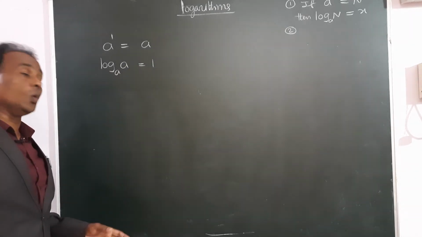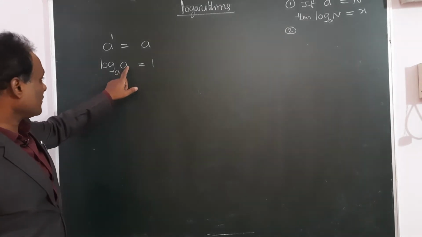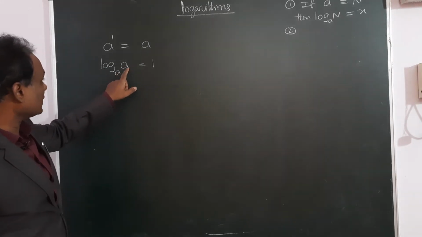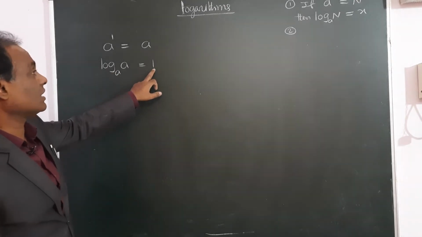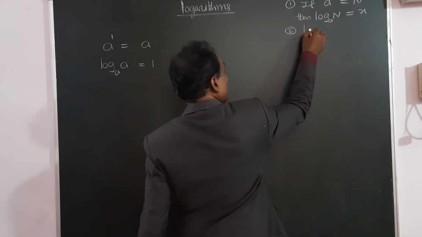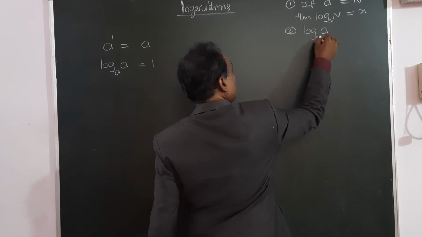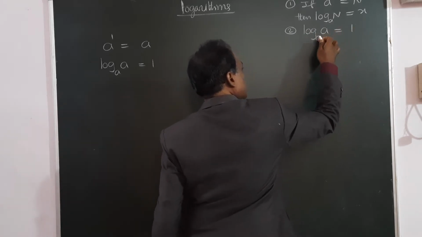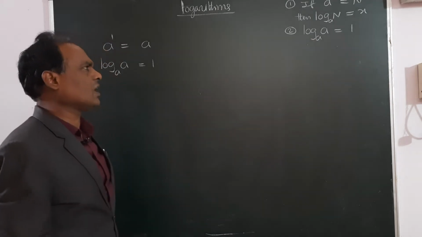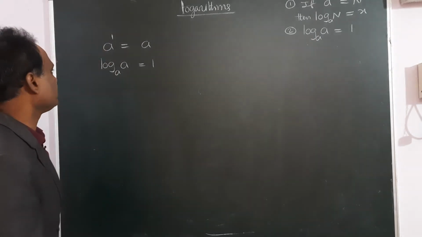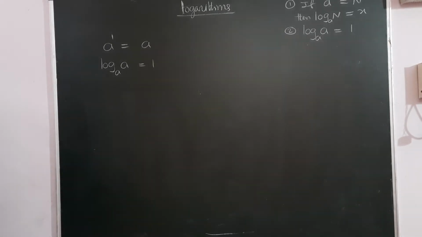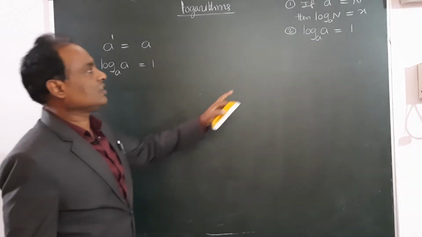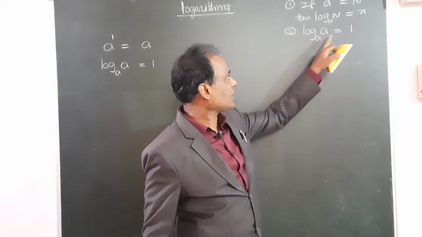This is a rule, this is a formula. If the value and the base both are equal, then it is equal to 1. So log a to base a is equal to 1. Remember this. Log x to base x, log y to base y, it is 1. Second formula. First formula is the definition, that I already explained, I gave many examples. Second formula is log a to base a, both are the same, it is always 1.